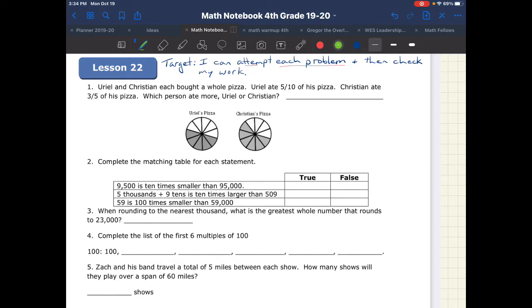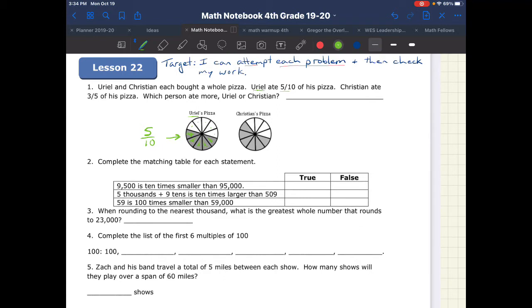So Uriel ate 5/10. This one is Uriel. So tenths, 1, 2, 3, 4, 5, 6, 7, 8, 9, 10. So there are 10 of them, and he ate 5/10. So that's pretty easy. 1, 2, 3, 4, 5/10. So 5/10.